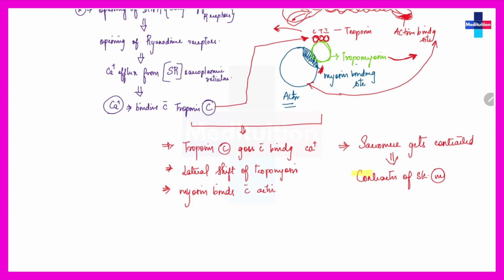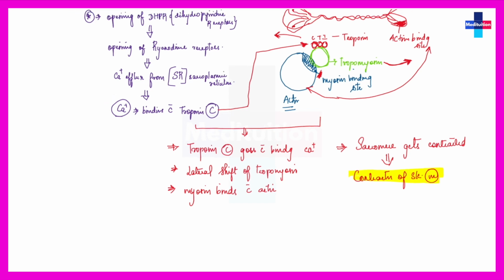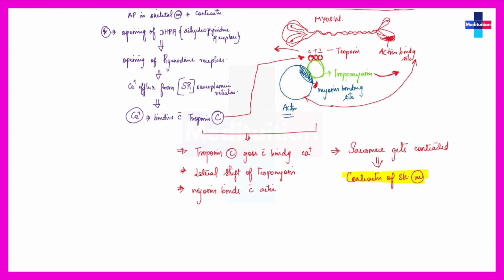So this is none other than our excitation contraction coupling. This process, this phenomenon of lateral shift of our tropomyosin, which causes binding of myosin and actin, is called excitation contraction coupling. Important. Okay.